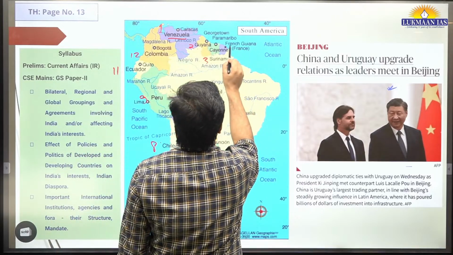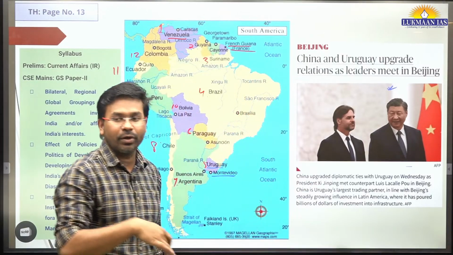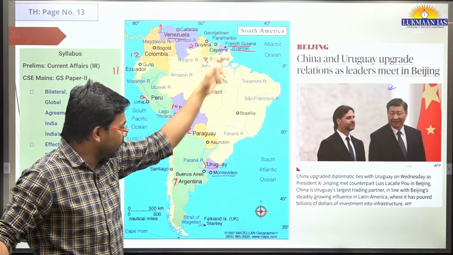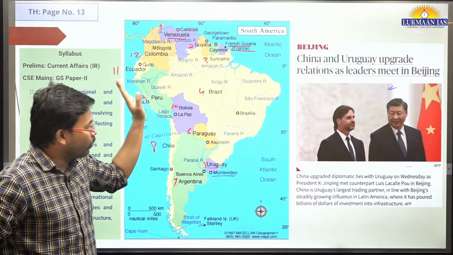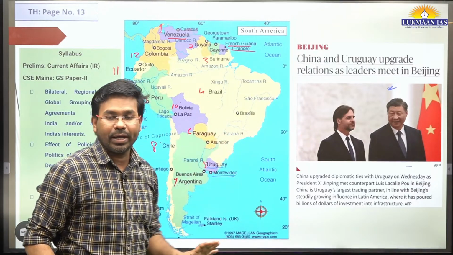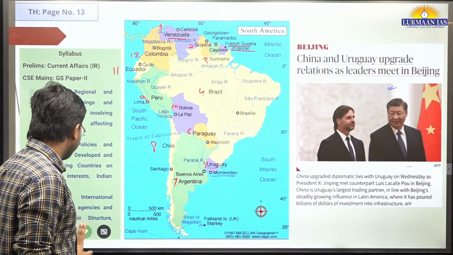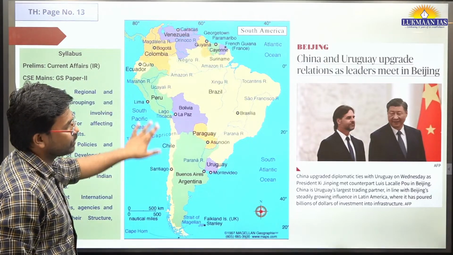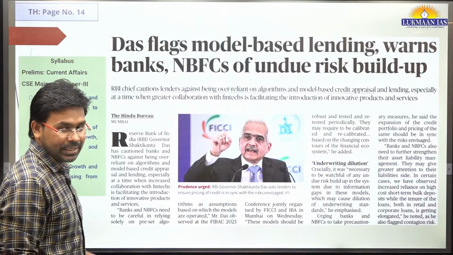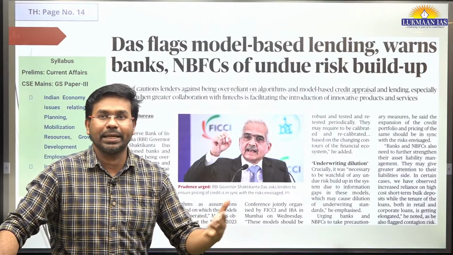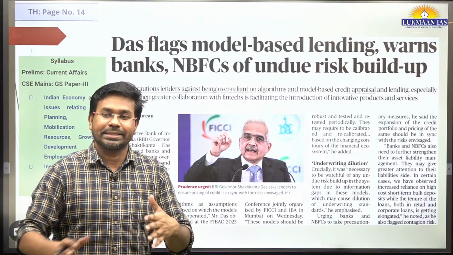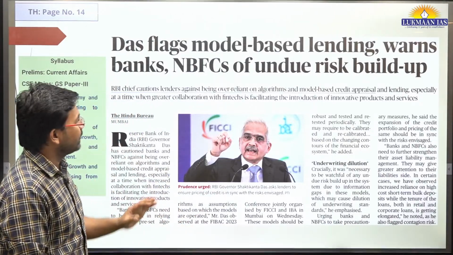Then we have a territory known as French Guiana. It's part of France, right? So France administers this particular territory. So this is South America, right? The leader of Uruguay has gone to China to deepen ties with China. India is interested in this. China is a neighboring country of India, so any development that happens in a neighboring country becomes important for India also, so that India stays aware of what is happening, right? Then we have another topic.